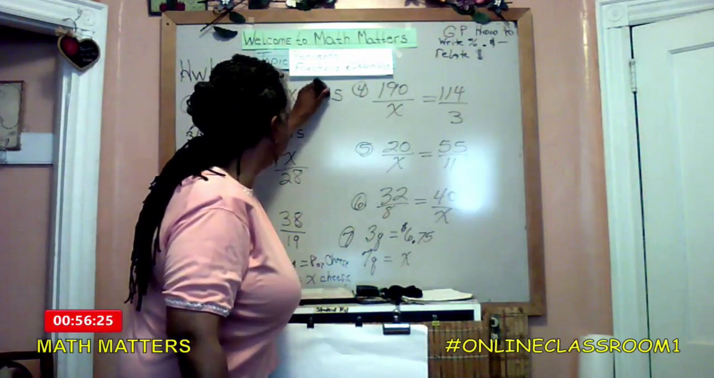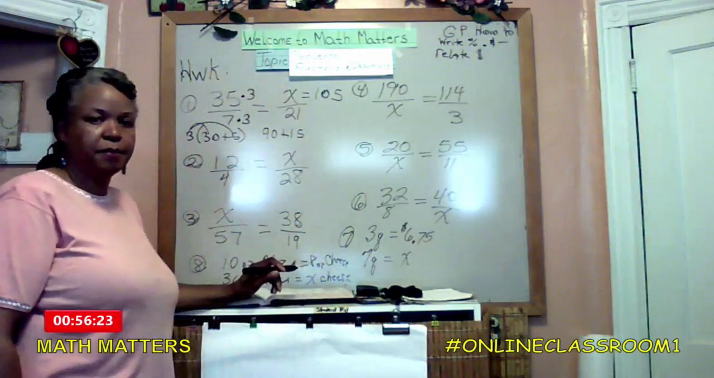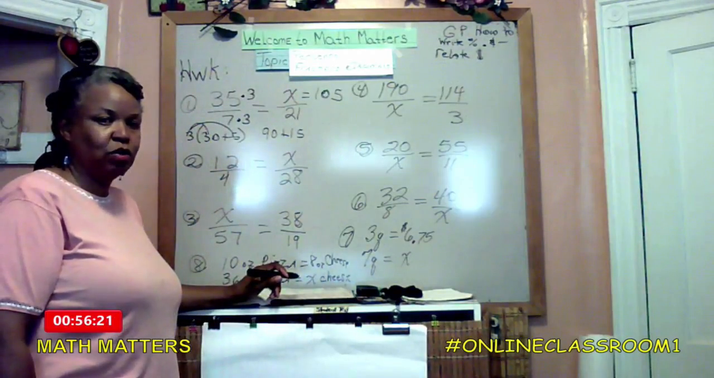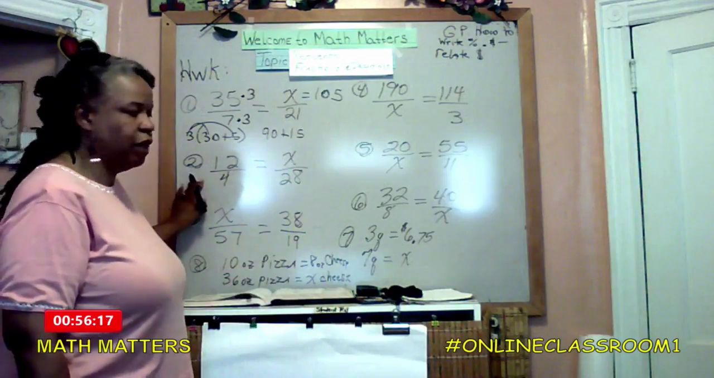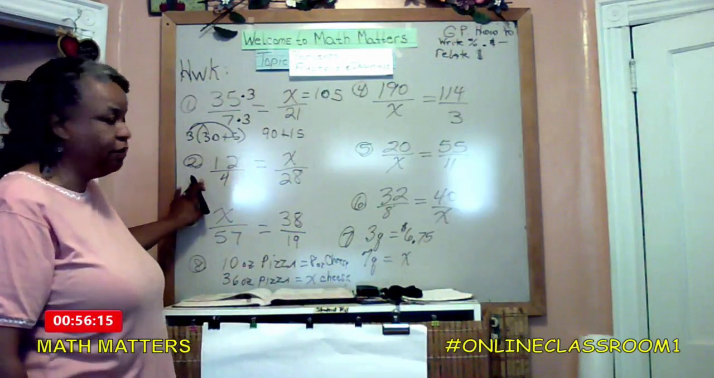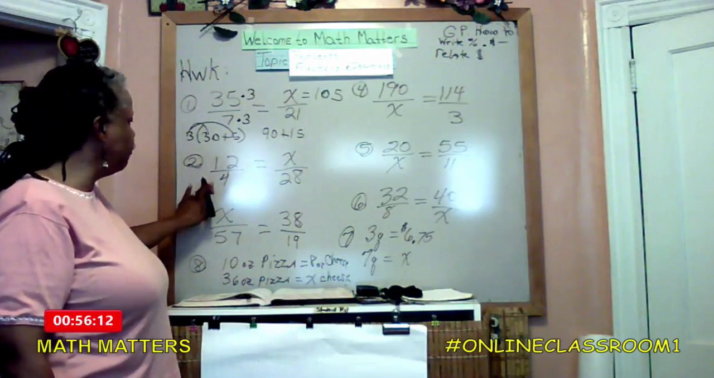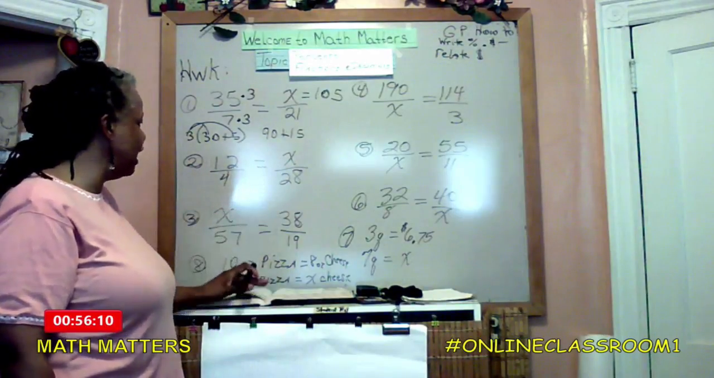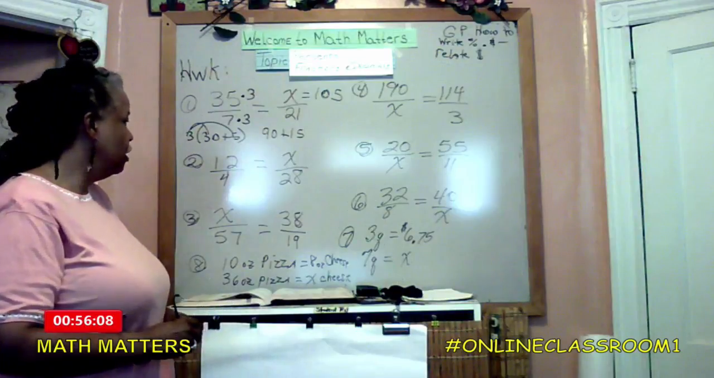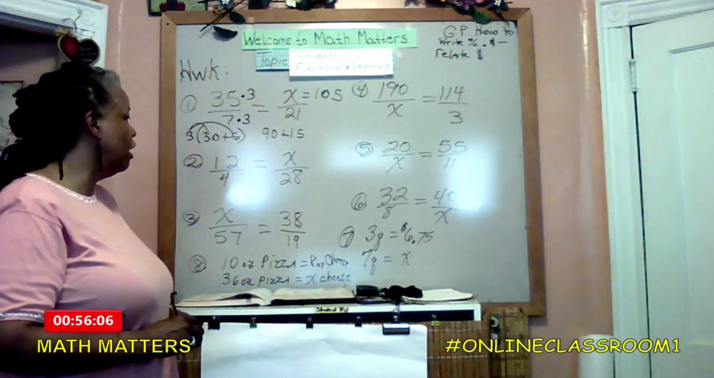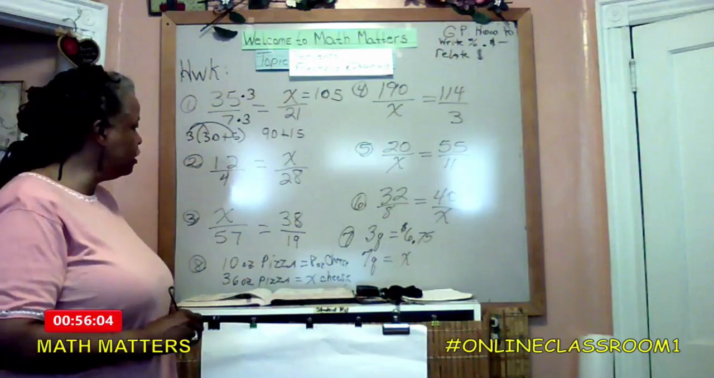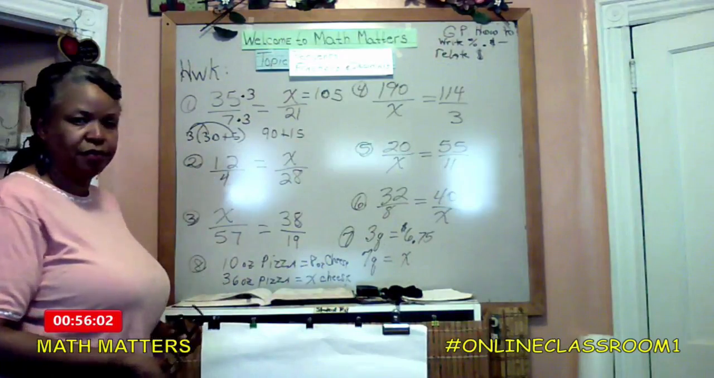Darken that up a little bit. Okay? The answer is x equals 105. I hope you got that as your answer. Number 2: 12 is to 4 as x is to 28. Right away, I'm going to do this one differently.